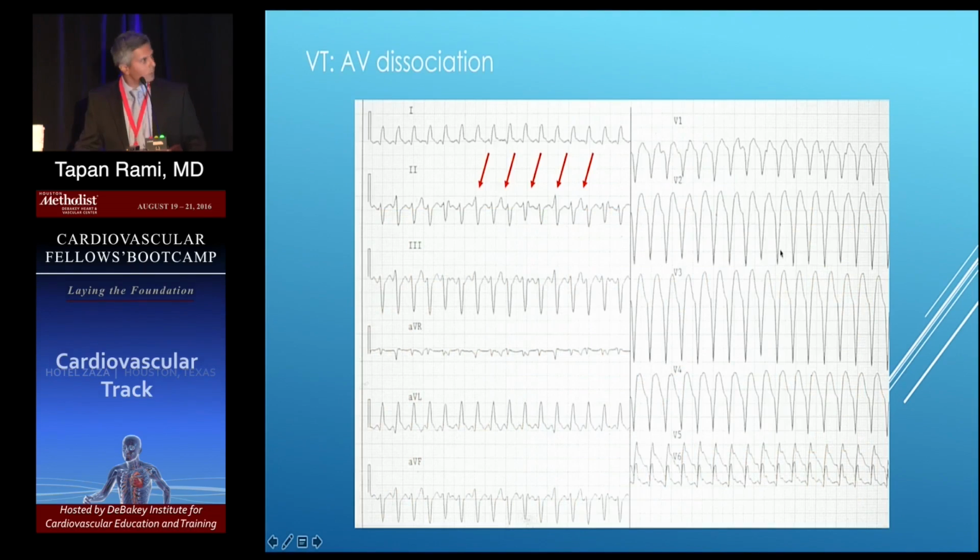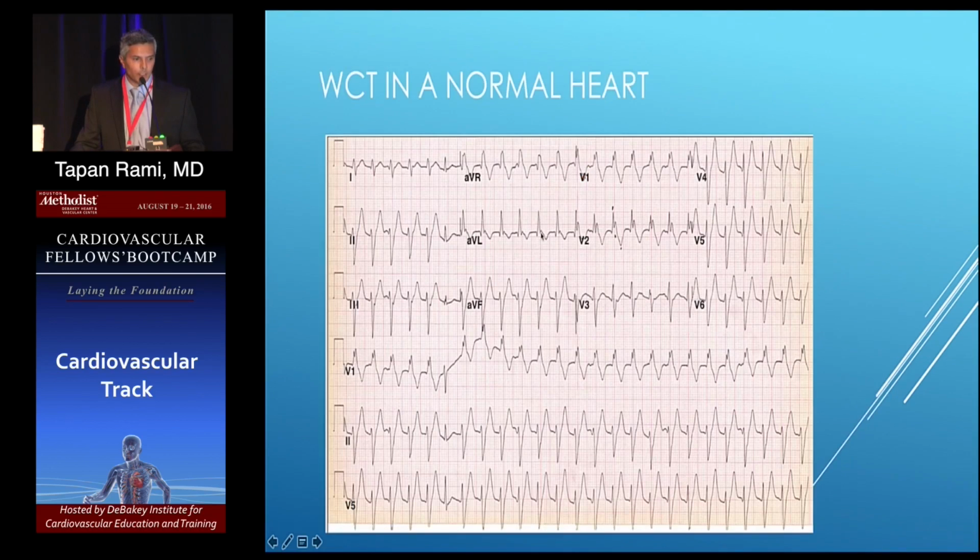Okay, so I don't know if this comes up very well, but here is a VT, and it's a little bit harder to see. But if you look at lead 2, there's some fluctuation in the QRS, okay? And there's some changes in the T wave. So this is actually AV dissociation that we're seeing. It's a little bit hard to discern. The faster the rate is, the less likely you're going to be able to discern that. Okay, but this is AV dissociation, so that's VT.